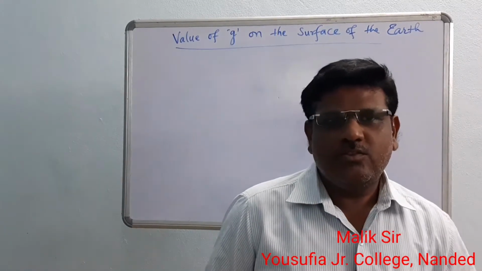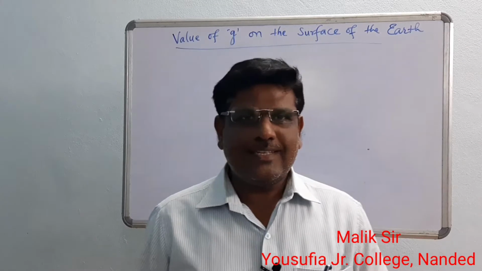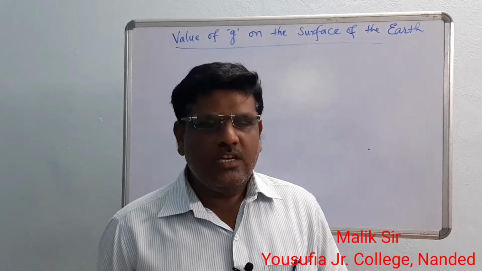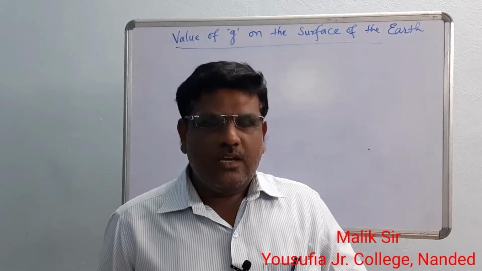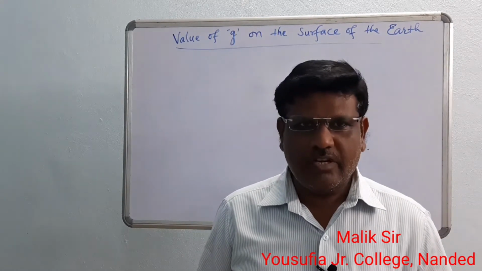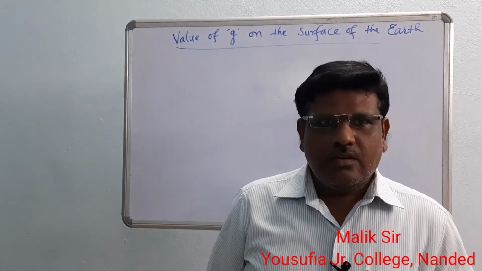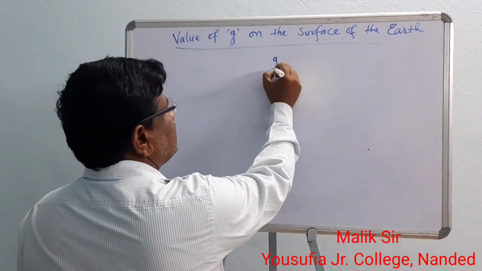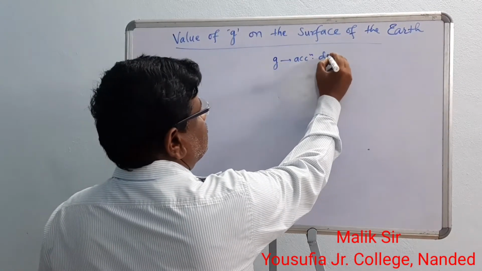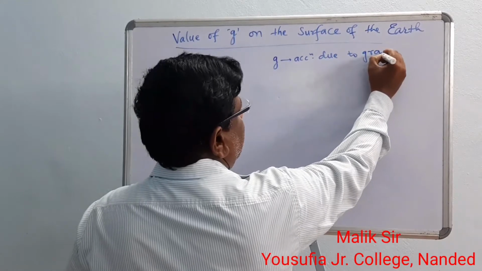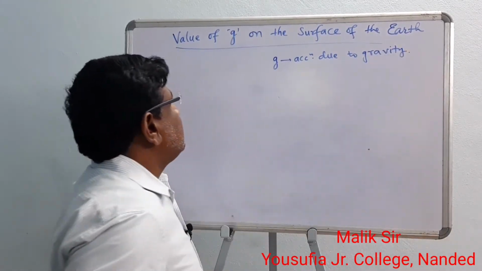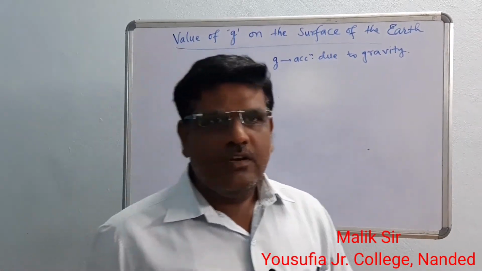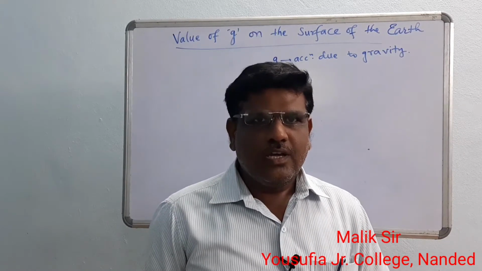Today our topic is the value of small g on the surface of the earth. Small g, as you know, is the acceleration due to gravity. As we have seen earlier, small g is the acceleration due to gravity, and capital G in Newton's universal law of gravitation is the universal gravitational constant. The value of this acceleration due to gravity on the surface of the earth can be calculated with the help of Newton's law of gravitation.